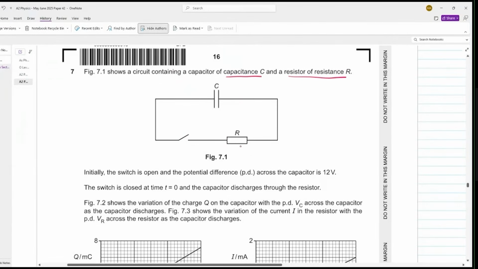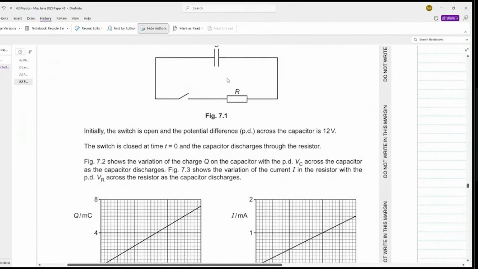Okay, capacitance C का है, ये resistance R का है. Initially, the switch is open and the potential difference across the capacitor is 12. अच्छा जी, potential difference across the capacitor is 12. The switch is closed at time t is equals to 0. Okay, and the capacitor discharges through the resistor.